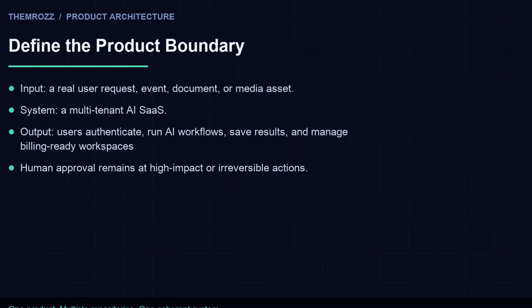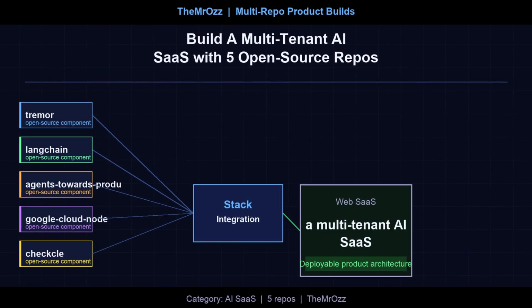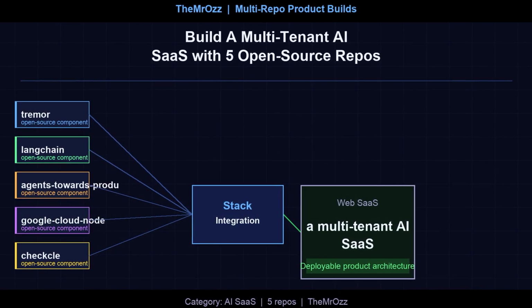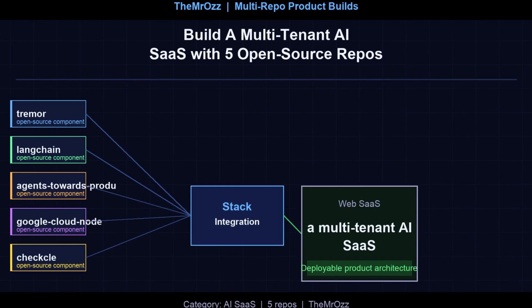LangChain provides the AI orchestration layer. It is a framework for building LLM-powered applications through composable chains and agents that call tools, retrieve context, and maintain conversation state. The product's AI features: document analysis, question answering over customer data, and automated report generation, are implemented as LangChain chains that connect the LLM, the retrieval layer, and the tool integrations in a structured and testable way.